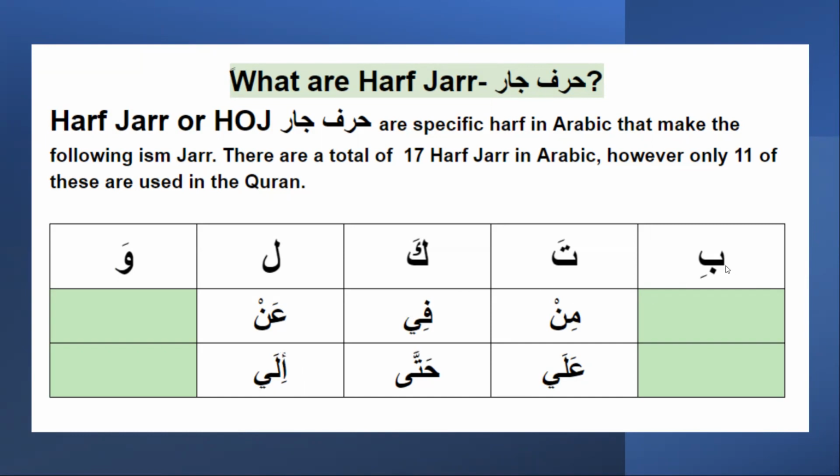Though ba comes with kasra, ta comes with fatha. These are specific sounds attached to these huruf. Ba and ka come with fatha. La comes sometimes la, sometimes li. So just to memorize, you can say ba ta kaf lam waw min fi an ala hatta ila. So these are the 11 harf jar.